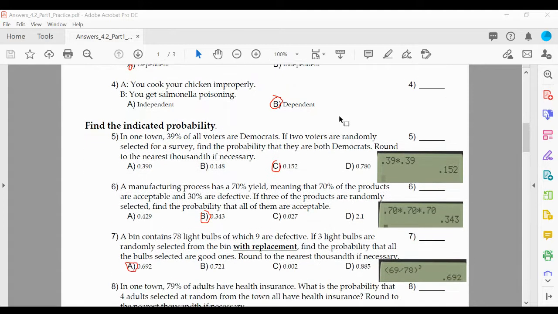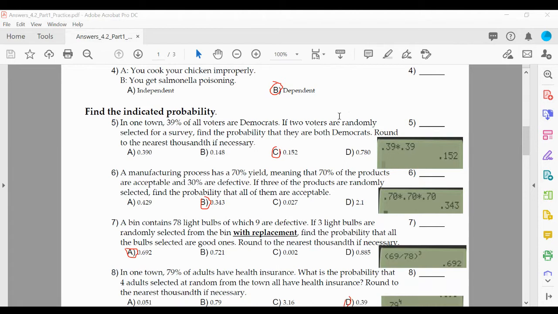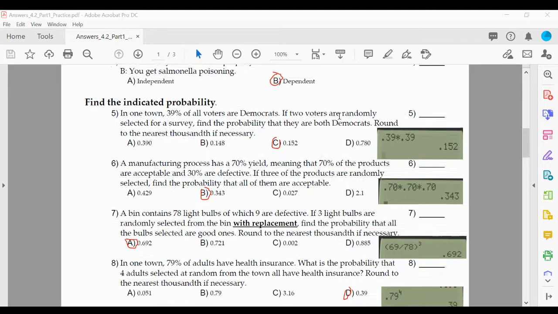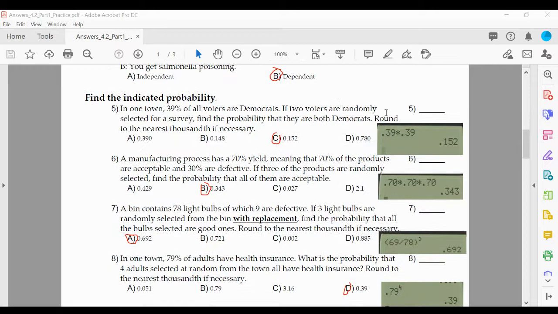You cook your chicken improperly, you get salmonella poisoning. Well, obviously, the fact that you cooked it improperly affects the odds of you getting salmonella. It increases it as opposed to you cooking it properly, right? Dependent events.